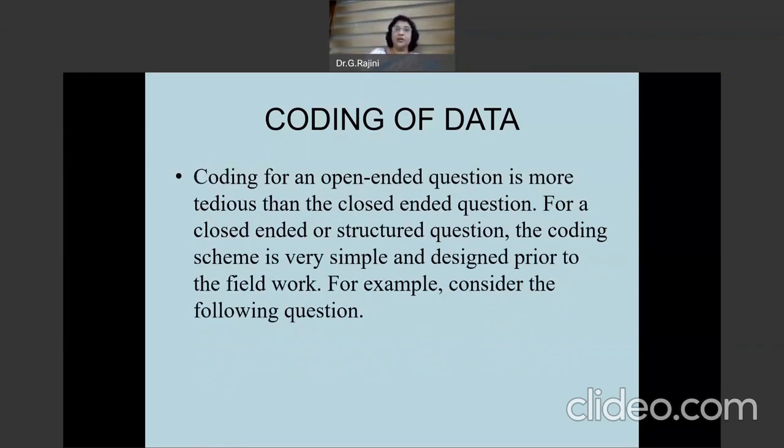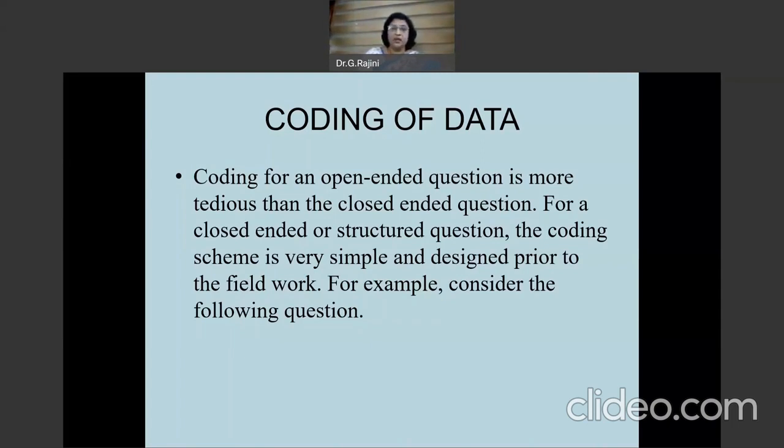The coding of an open-ended question is more tedious than that of a closed-ended question. So what do we do with an open-ended question? Like, if you have asked for suggestions for future improvement, for the overall growth of the organization, they will describe in terms of verbatim. So we can use sentiment analysis, where the verbatim is converted into attitudes like positive, negative, and you can even give neutral. The coding scheme is very simple and designed prior to the field work.